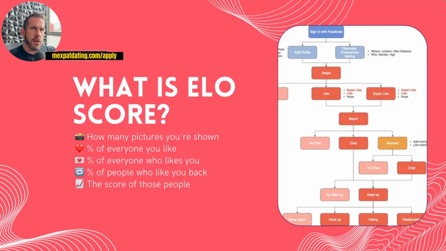But with their new ranking mechanism, there are still a lot of factors in place that came from the ELO score days. So it basically just comes down to how many pictures you're shown, the percentage of everyone you like, the percentage of everyone who likes you, the percentage of people who like you back, and the percentage of people that like those people who like you back. And this will make sense as we start going into the 6 Tinder hacks and towards the very end, the things you definitely want to avoid. So be sure to stick through for that.